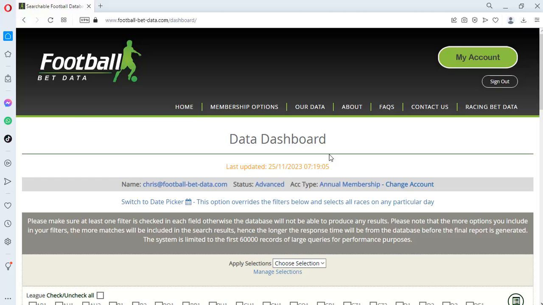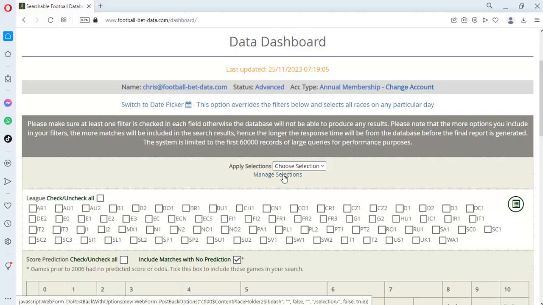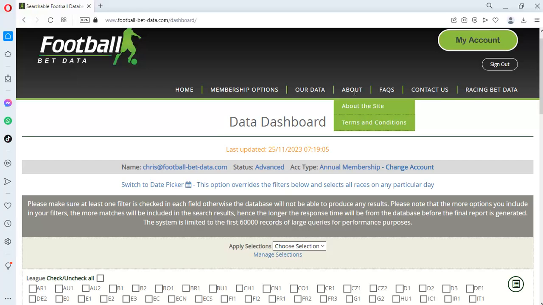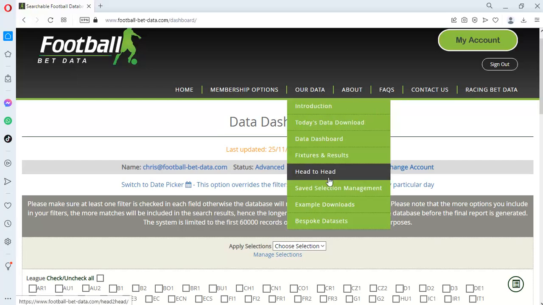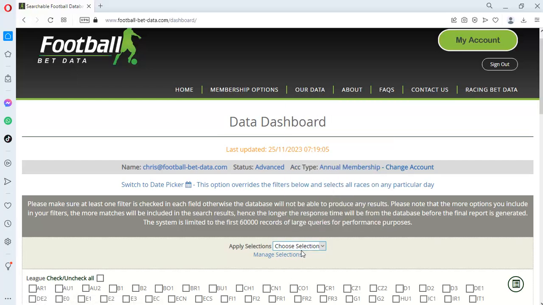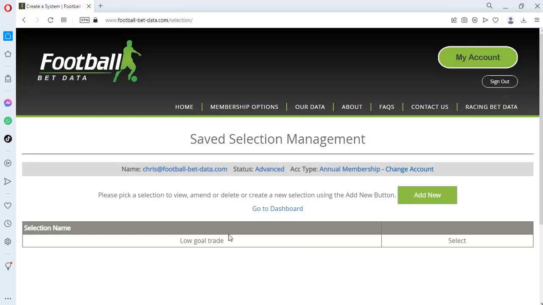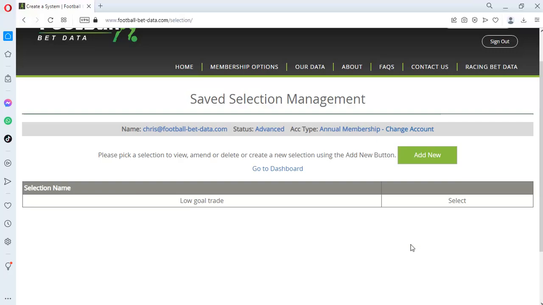And in this case, what I do is a combination of both. Now, the outcome that I have created, I've saved in the dashboard itself using the manage selections, or you can navigate to the top menu and use save selection management. It's the same thing. You can go in here. I've called it low goal trade. That can be amended in here.